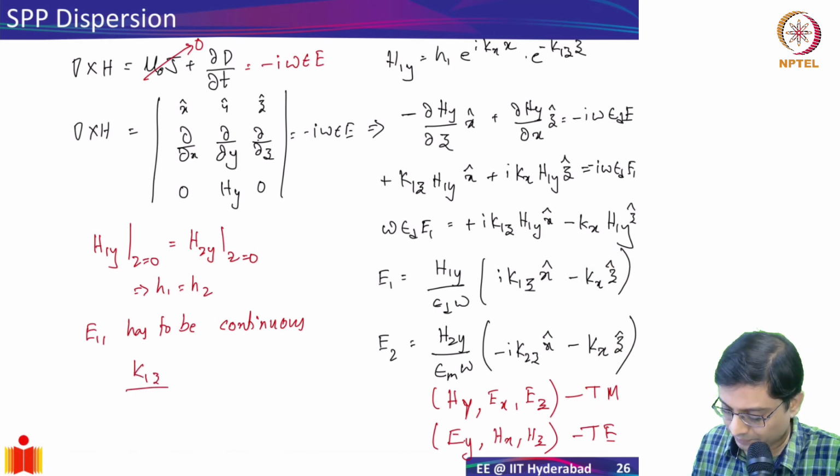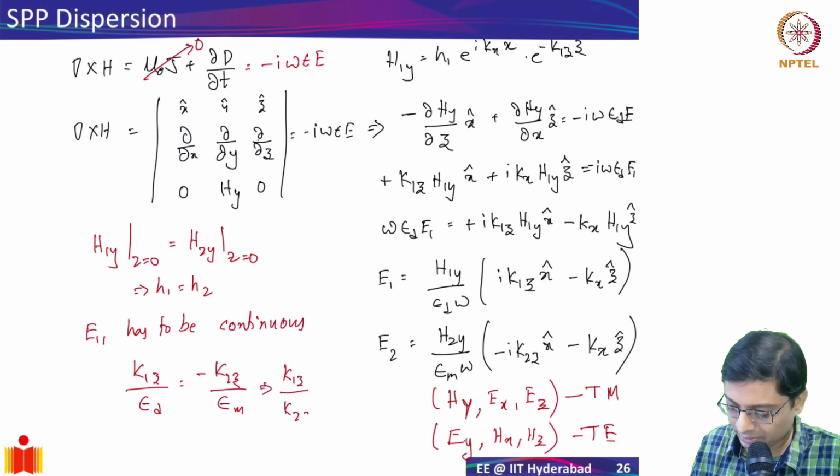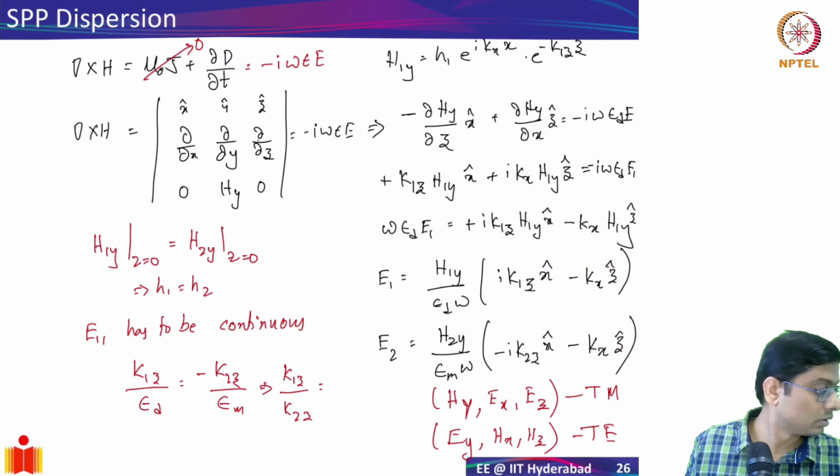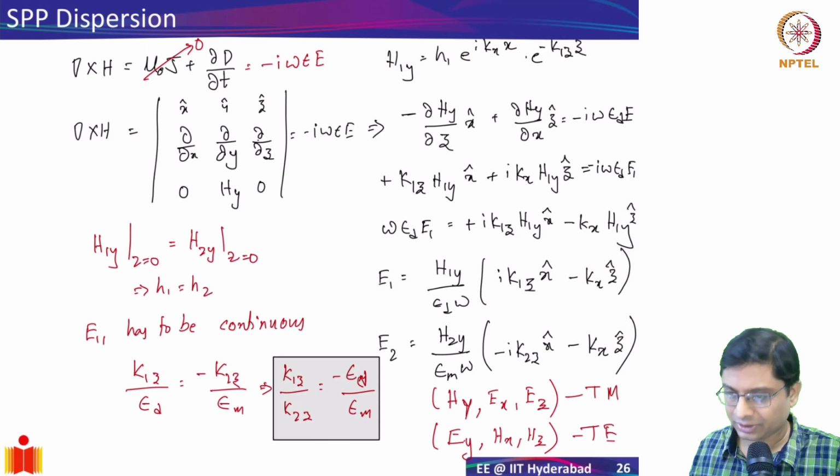So this is going to be K1Z divided by epsilon dielectric should be equal to minus K2Z divided by epsilon metal. So it finally implies that my K1Z divided by K2Z should be equal to minus epsilon metal, where epsilon 1 is dielectric anyway, and this is epsilon metal. So what it means is that the propagation constant has to be in this form.